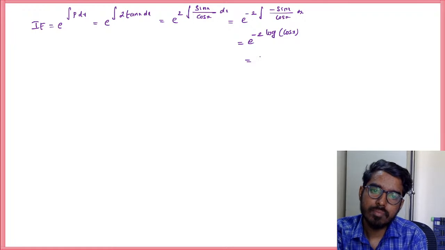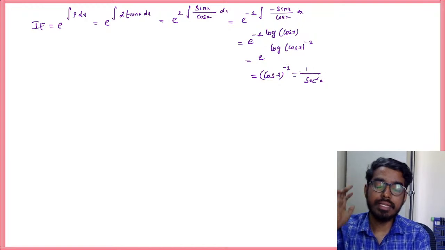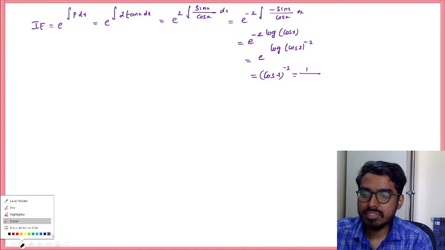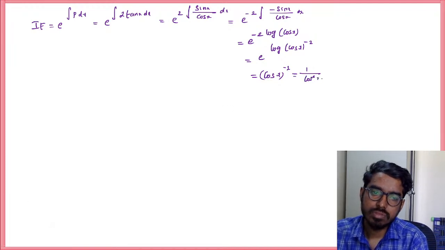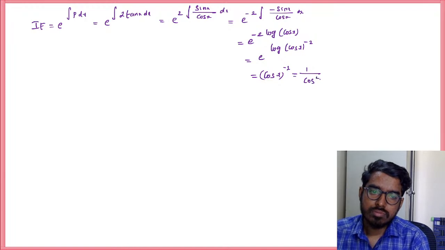Let's take this minus 2 to the power: e power log of cos x whole power minus 2. This is e power log x is x. So cos x whole power minus 2, which is 1 by cos square x, which is secant square x. This secant square x is your integrating factor.